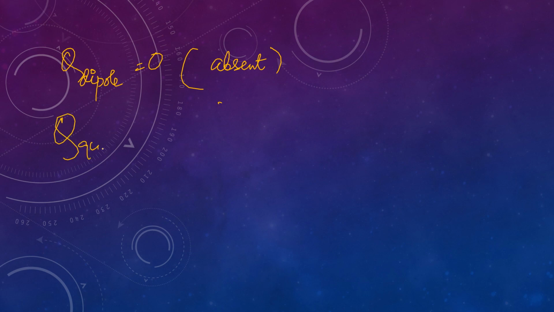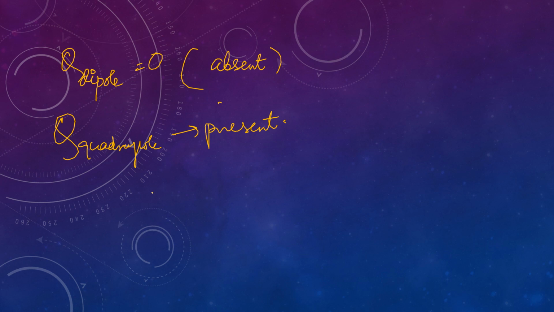So q dipole is equal to 0. If q dipole is also 0, that means the dipole is also absent. So what are we looking for now? Q quadrupole. Is that all right? So Q quadrupole will be there.